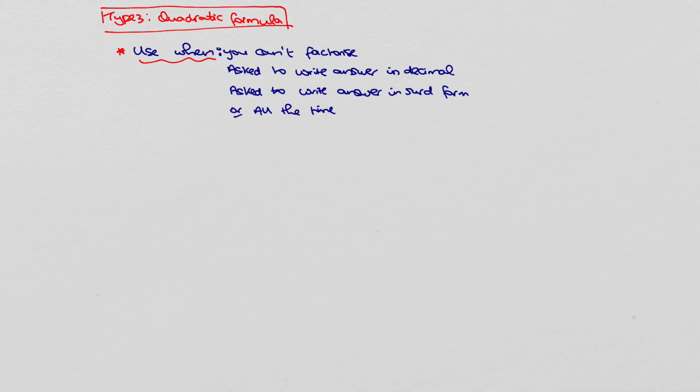Okay, so type 3 then. So with type 3, it's the quadratic formula. So basically we can use this quadratic formula when 1, we can't factorise, 2, we're asked to write our answer in decimal form, so correct to 2 or 3 decimal places, 3, asked to write our answer in surd form, such as a plus or minus root b over c, or all the time.